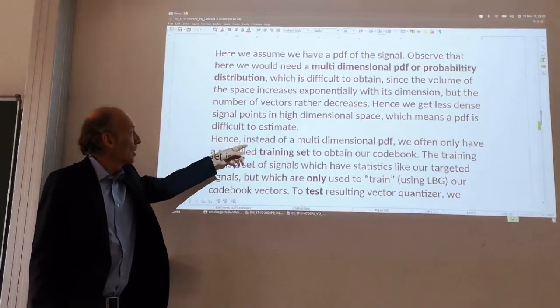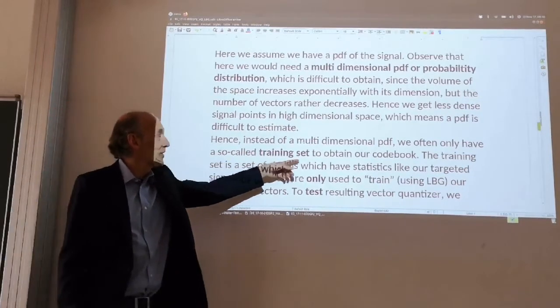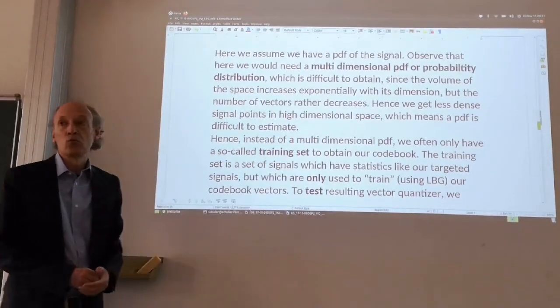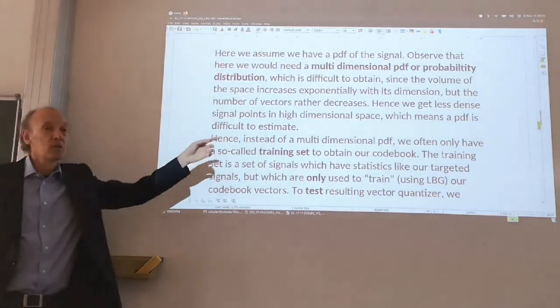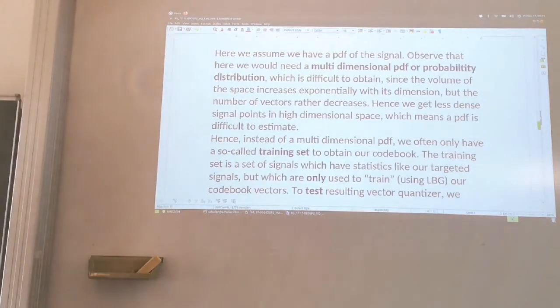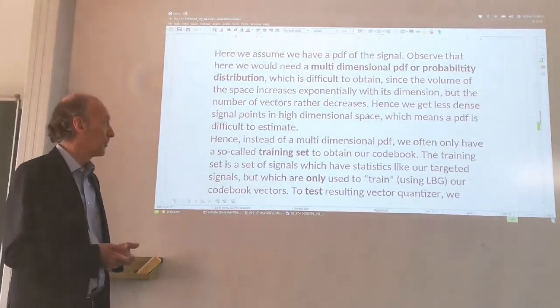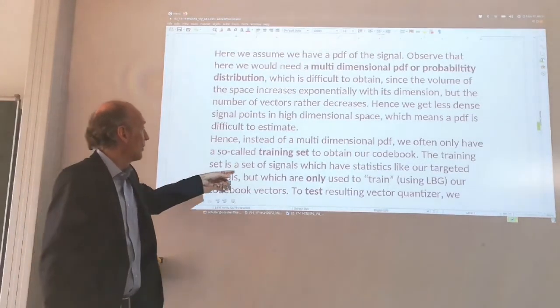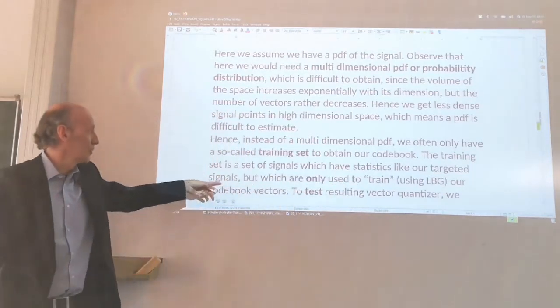So hence, instead of a multi-dimensional PDF, we often only take a so-called training set to obtain our codebook. And that's the usual approach. Usually we don't have an n-dimensional PDF, but we have a training set which contains our typical signals. For instance, if you want to quantize speech, then we have a training set of typical speech signals. Yeah, so the training set is a set of signals which have statistics like our targeted signals, like speech.